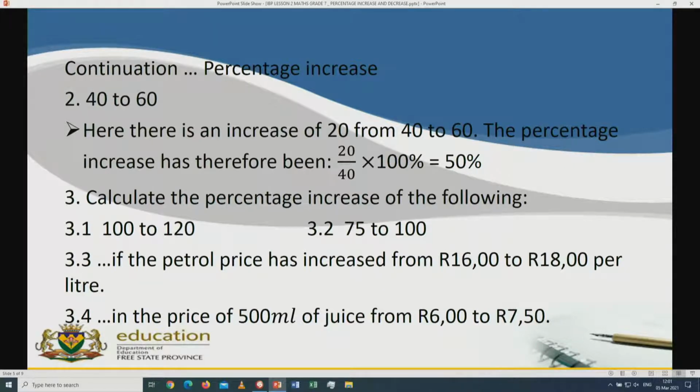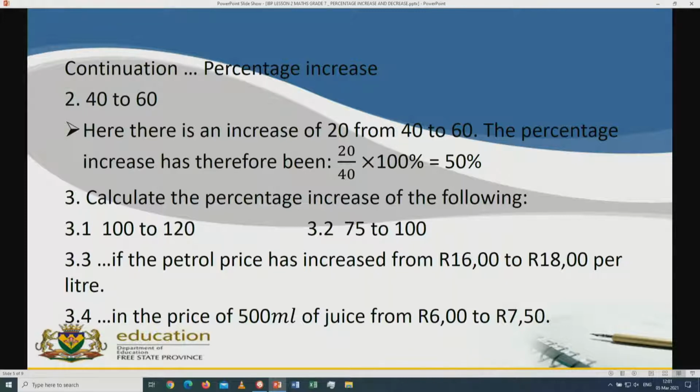The next question reads as follows. Calculate the percentage increase in the price of a 500 milliliter of juice from 6 Rand to 7 Rand 50 cents. An increase from 6 Rand to 7 Rand 50 cents in the price of a 500 milliliter of juice. The same procedure, you can write it as well. Take it, because I know that you have pen and paper there. Try to work it out.